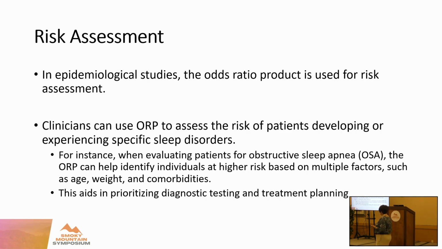In risk assessment, and again in epidemiological studies, the odds ratio product is used for risk assessment of patients developing or experiencing specific sleep disorders. And again, I just appreciate that the research for the sleep disorders is out there and it is being looked at, researched, and applications are being made toward that. For instance, when evaluating patients for OSA, the ORP can help identify individuals at higher risk based on multiple factors such as age, weight, and comorbidities, and this aids in prioritizing diagnostic testing and treatment planning.